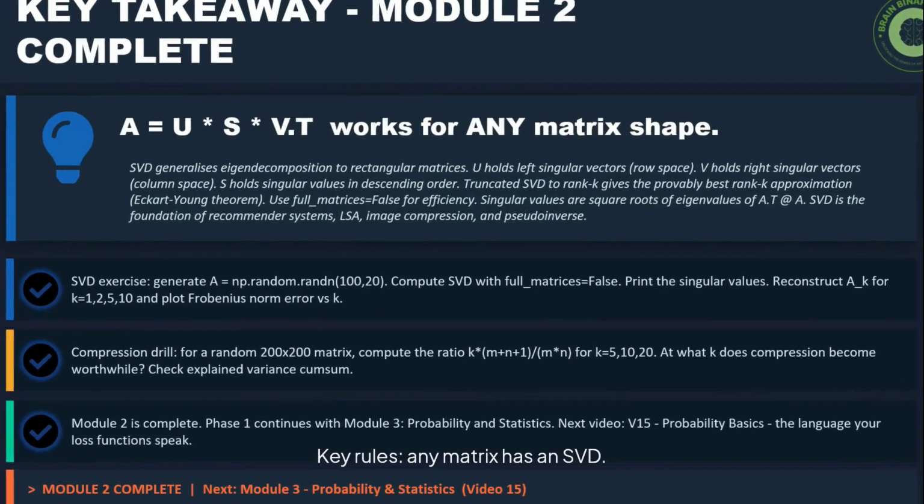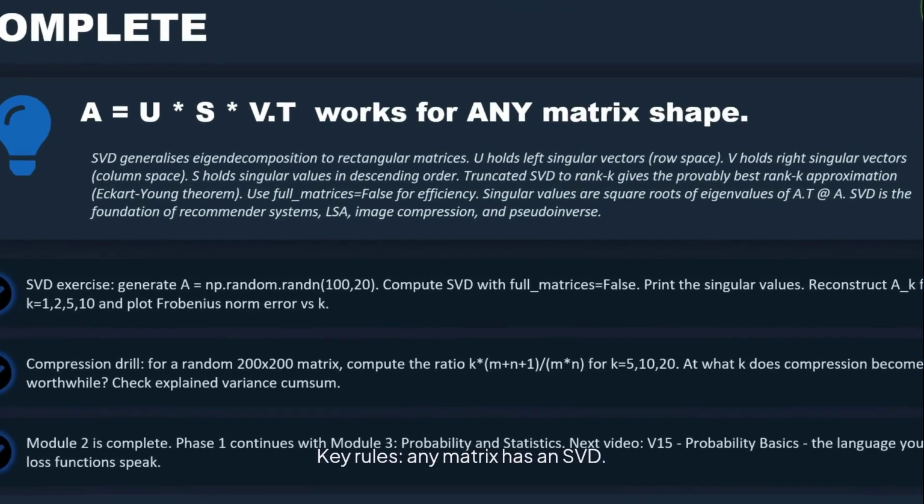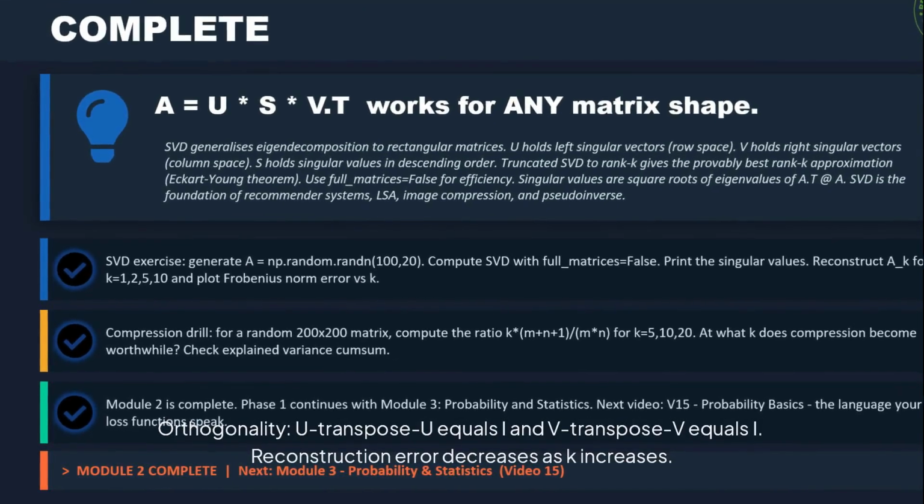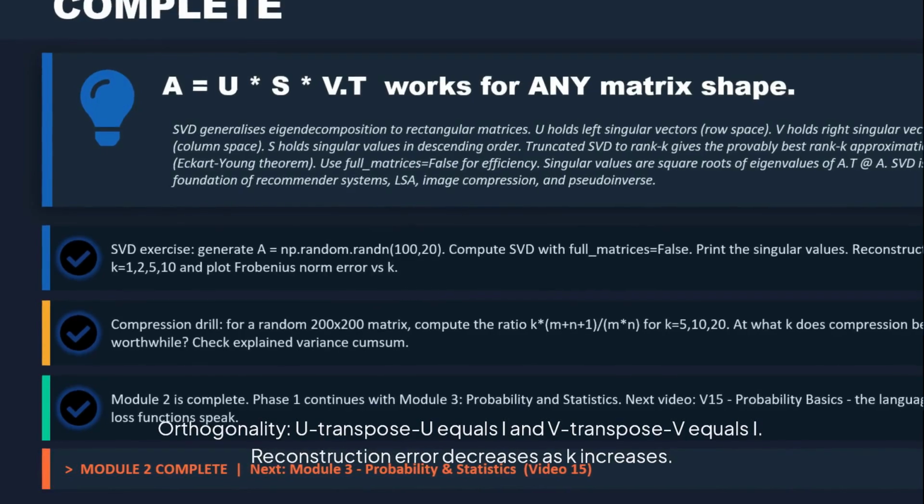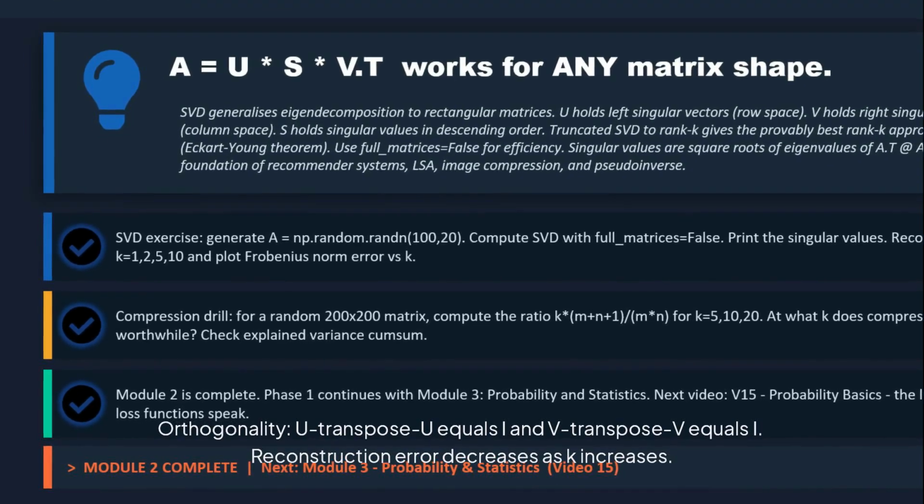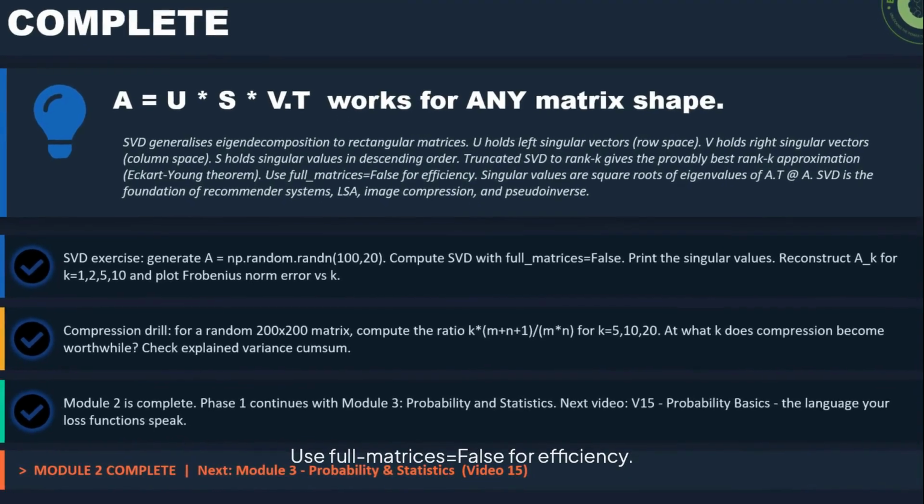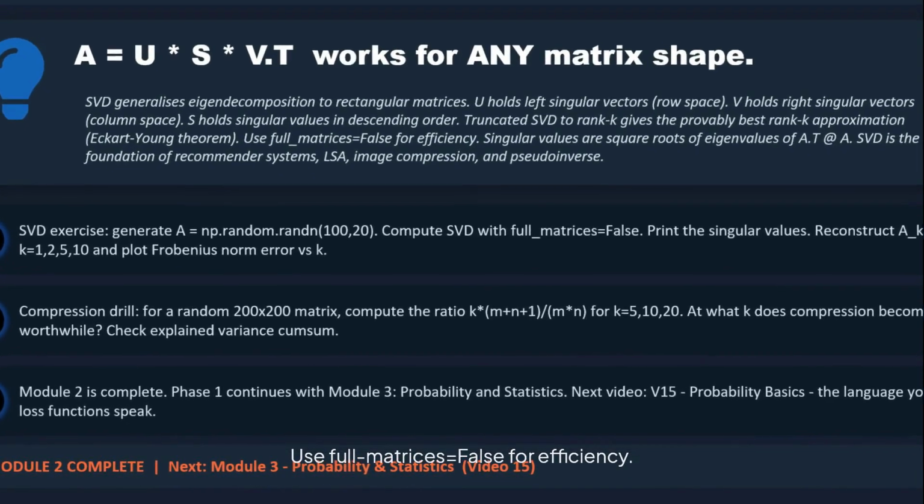Key rules: any matrix has an SVD. Orthogonality, U transpose U equals I and V transpose V equals I. Reconstruction error decreases as k increases. Use full_matrices equals False for efficiency.